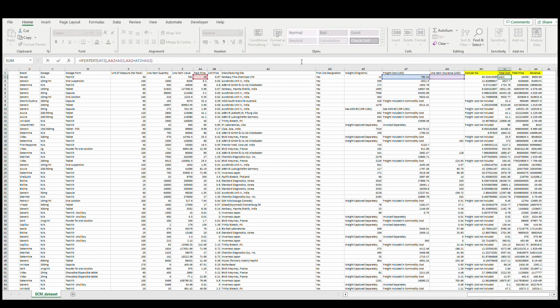Total cost is working pretty similar. So when it's text in freight cost, it's not adding it. But if not, it's adding line item insurance, freight cost, and pack price. Total price is even more simple because it's multiplying line item quantity by line item value.